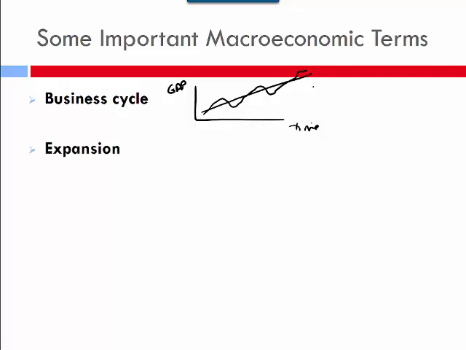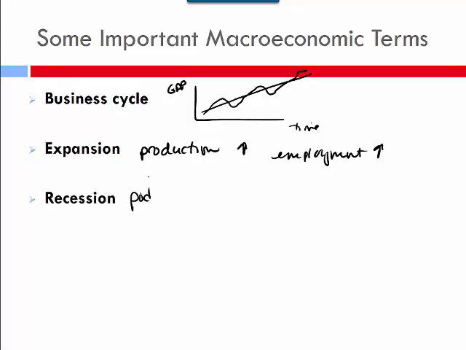An expansion is when production, what the economy is producing, is increasing. And generally in these times employment is high as well. A recession is when production goes down, and generally if firms aren't producing, then they don't need employees, so we see employment go down as well.